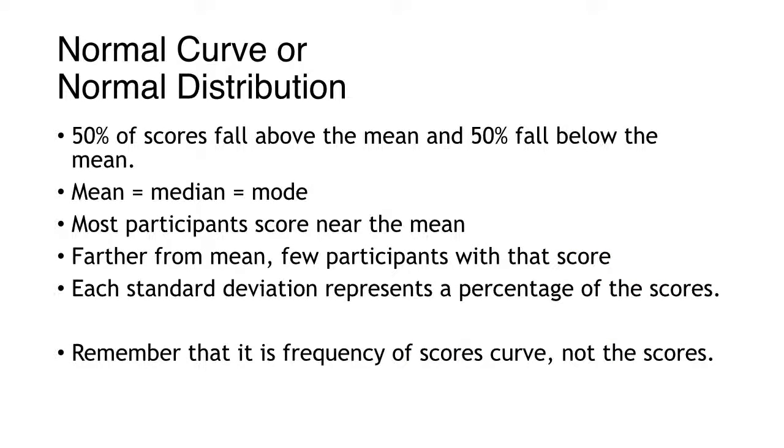So let's go back to the normal curve or the normal distribution. In a normal curve, this ideal curve, 50% of the scores fall above the mean and 50% fall below it. That high point on the curve, the mean and the median and the mode, are usually pretty well at the same point. And overwhelmingly, most of our participants score near that mean. The further you get from the mean, the fewer participants with that score. And each standard deviation represents a percentage of the scores.